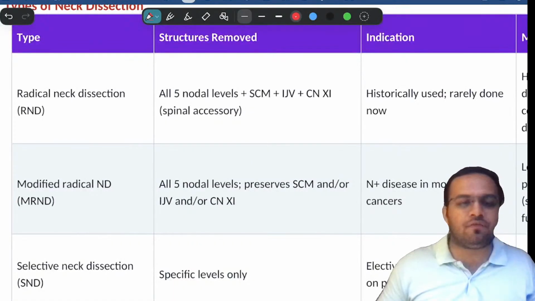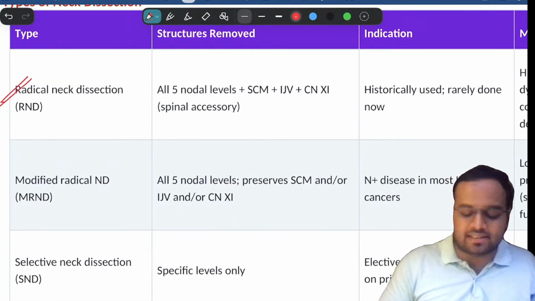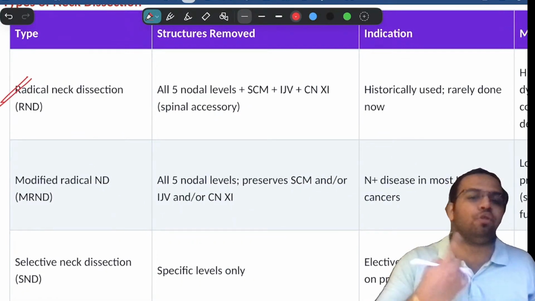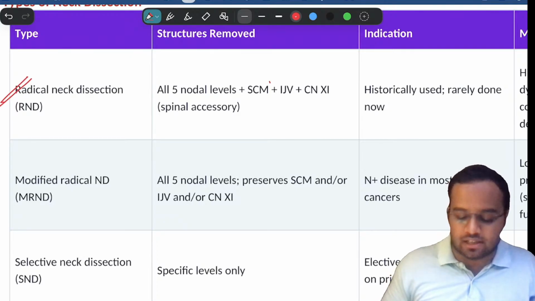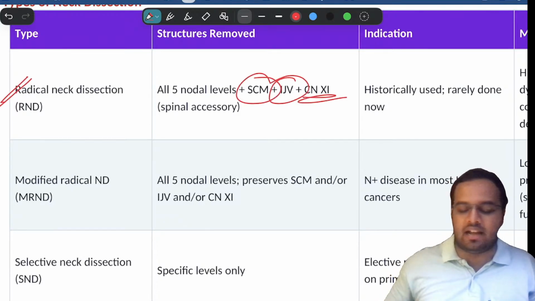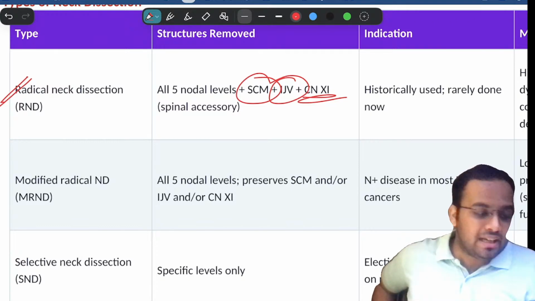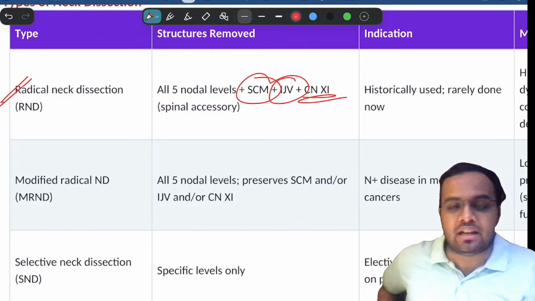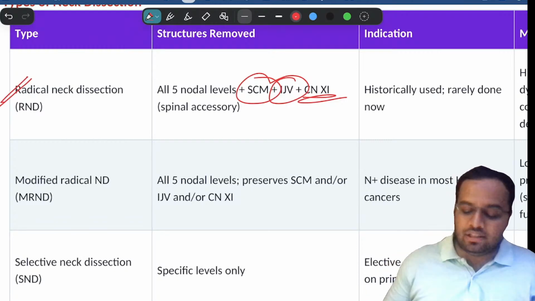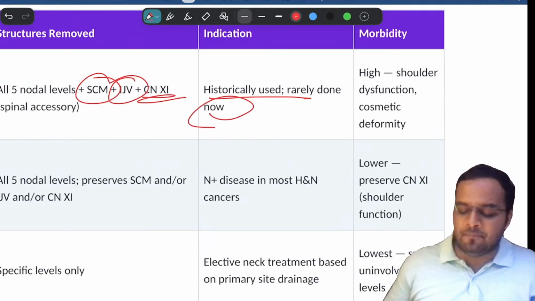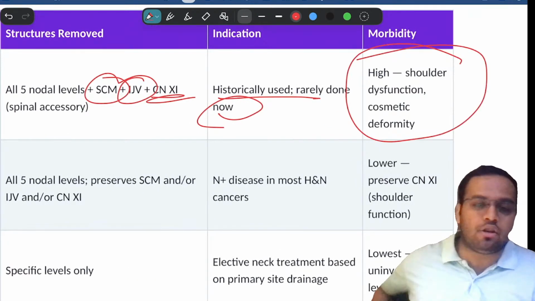Sir, what are the types of neck dissections? So radical neck dissection was when we used to remove all the 5 groups of lymph nodes, along with the sternocleidomastoid, internal jugular vein and spinal accessory nerve. But it caused a lot of morbidity. Even after preserving them, the outcome was going to be the same. So it was a historical procedure, now rarely done, and it has high shoulder dysfunction and cosmetic deformity.